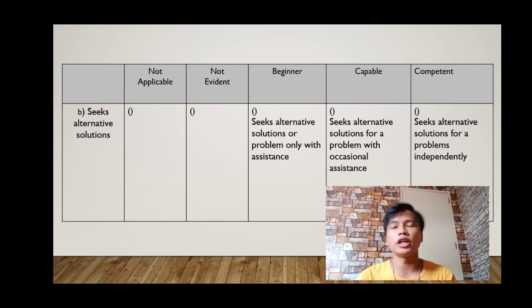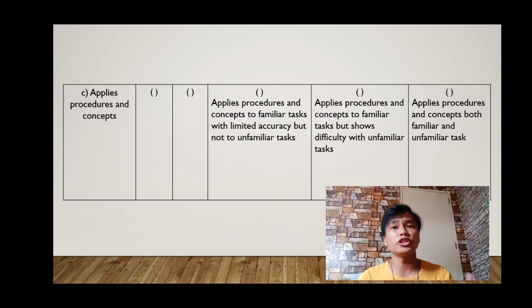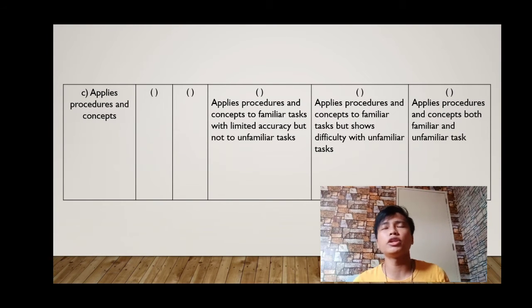So let's proceed to another situation in applying cognitive tasks, which is the students apply procedures and concepts. In the category of the beginner, the students apply procedures and concepts to familiar tasks with limited accuracy but not to unfamiliar tasks. So an example of this, the students can apply the procedures or the instructions they know or understand. They apply them to the task.